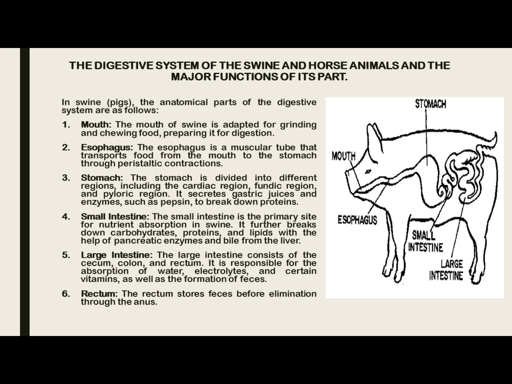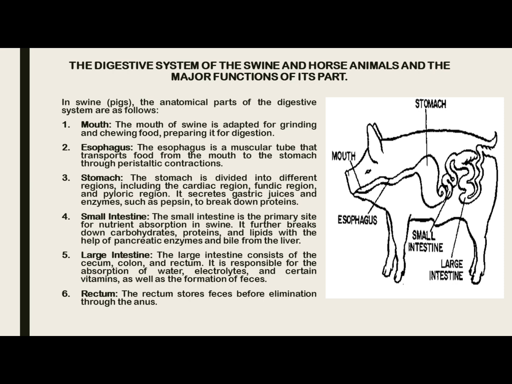The digestive system of the swine and horse animals and major function of its parts. In swine, the anatomical parts of the digestive system are as follows. Mouth. The mouth of swine is adapted for grinding and chewing food, preparing it for digestion. Esophagus. The esophagus is a muscular tube that transports food from the mouth to the stomach through peristaltic contraction.